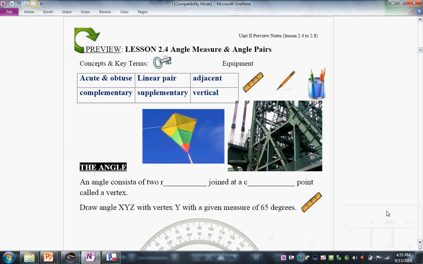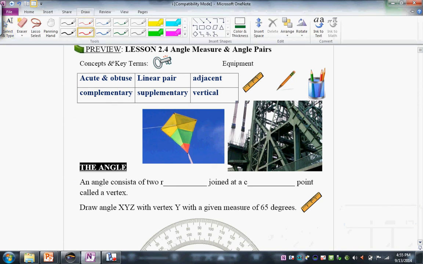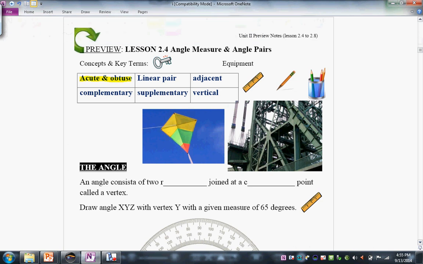This is lesson 2.4, angle measures and angle pairs. Read these words aloud with me. Obtuse and acute, linear pair, adjacent, complementary, supplementary, vertical. By the time you're done with today's lesson, you should be familiar with these terms.